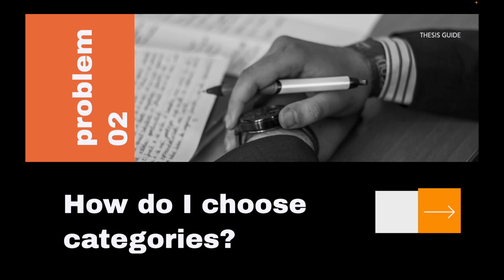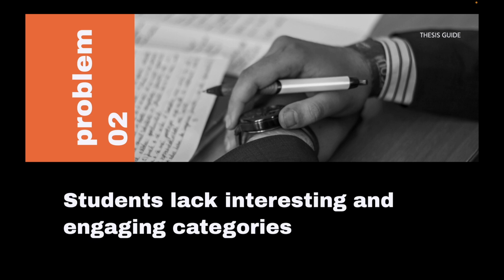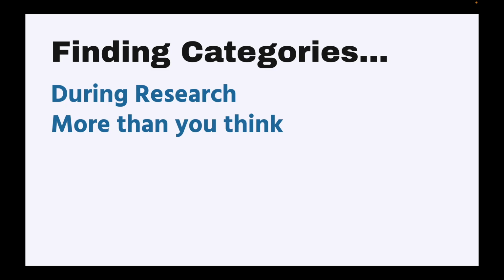This leads us into the second problem, how do you actually choose categories themselves, as students often lack interesting and engaging categories. The reason is you need to find your categories during research, and you need to find more than you'll think you'll need. Many students, for example, find the first 3 categories they run across, and they find later in the writing process that they're praying to the writing gods because those 3 categories don't work well together. If you find more categories than you need, then when it comes to actually making the thesis and writing the essay, the odds that you have interesting categories and that the categories are going to come together well in the writing is a lot higher.